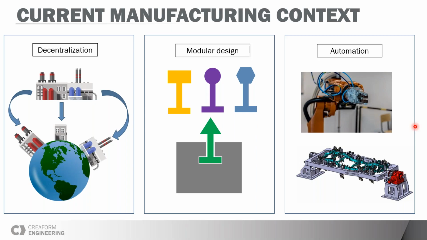So when we look at these trends, what do we see? First, we need to avoid sending bad parts to the main assembly line when we have decentralization. Then we need to ensure that parts would fit all the time in our modular design and our automated assembly line. And of course, we still want to ensure that we don't lose money by throwing away good parts. So even if the contexts have changed, the challenge remains quite similar, and that's why we need to understand GD&T and dimensional management.